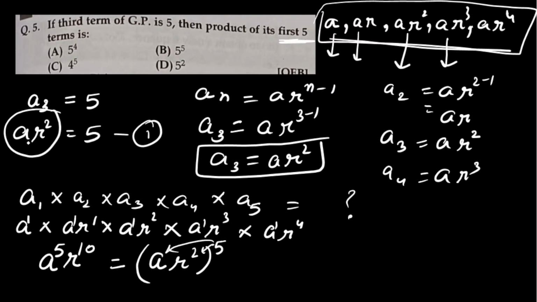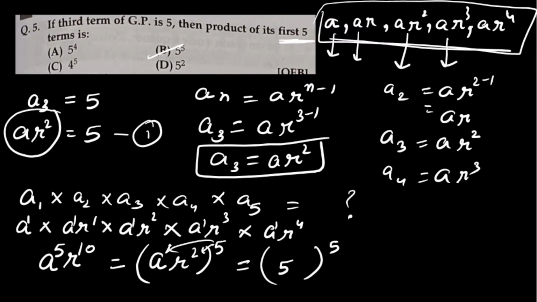Now we know the value of this. This value is equal to 5. AR squared's value is 5. So whole power AR squared is 5. So what answer will we get? One second, the square will not come here. Its value is 5, so 5 to the power 5. So B option is the answer. Yes, 5 to the power 5.